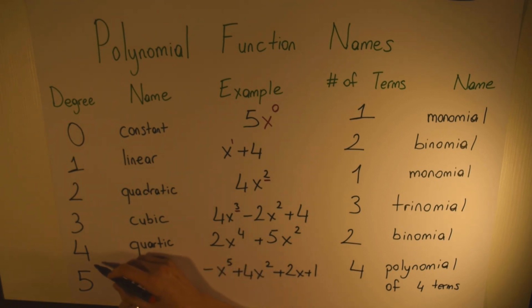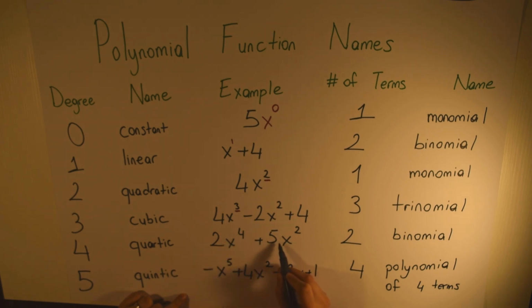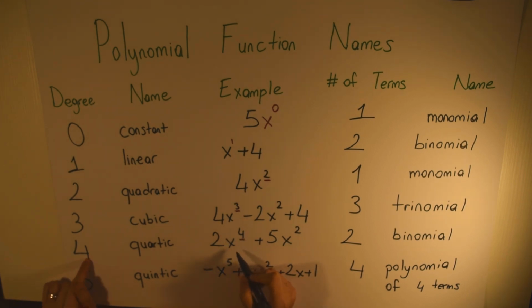When its degree is 4, we call this a quartic polynomial function. Here we have 2x to the power of 4 plus 5x to the power of 2, right? So which one is the biggest? This one, 4 is the biggest. So our degree is 4, which is called a quartic polynomial function. And the last one, we have 5. Here our example is minus x to the power of 5 plus 4x to the power of 2 plus 2x plus 1. So it's called a quintic polynomial function.